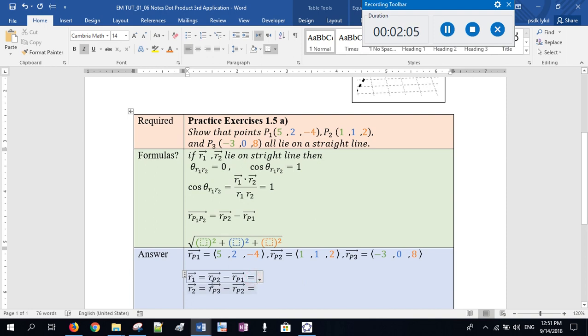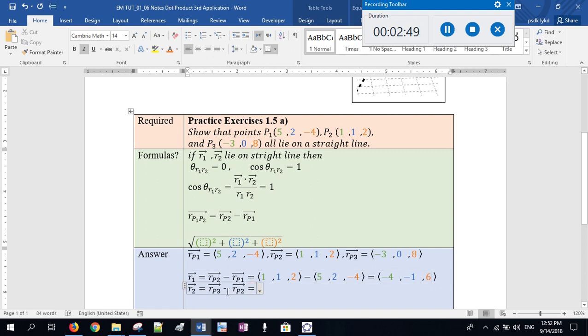Then R1 will equal the position vector of P2 minus the position vector of P1, so RP2 minus RP1, which will equal 1 minus 5 is minus 4, 1 minus 2 is minus 1, 2 minus 4 will be 6.